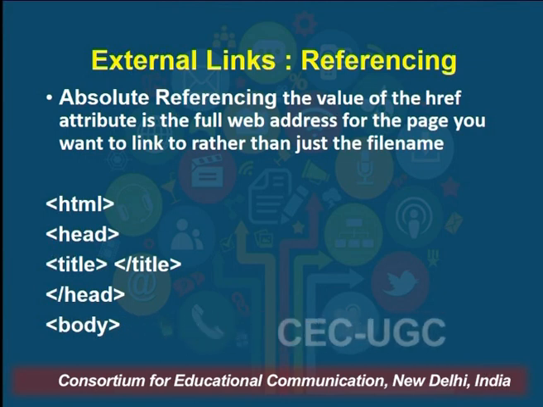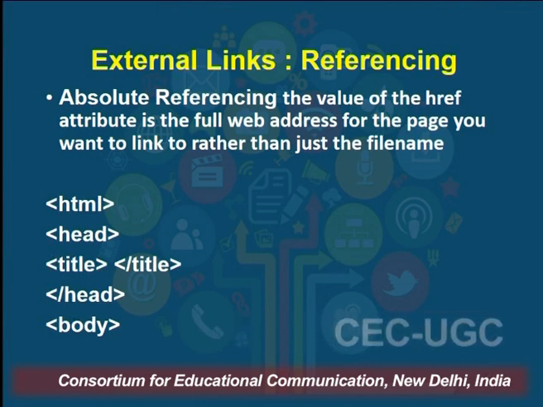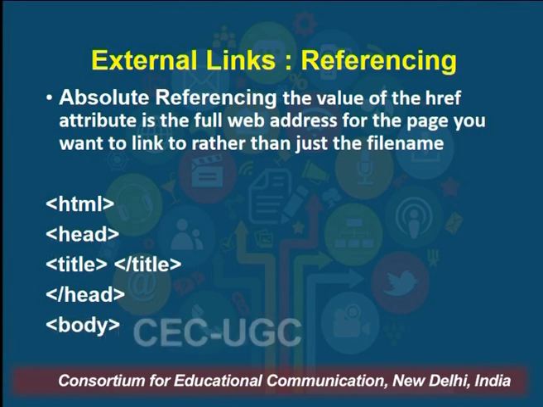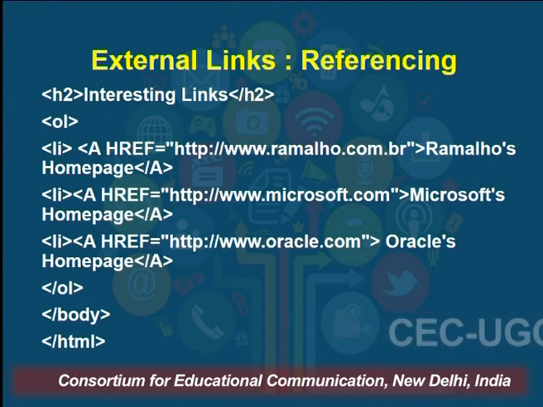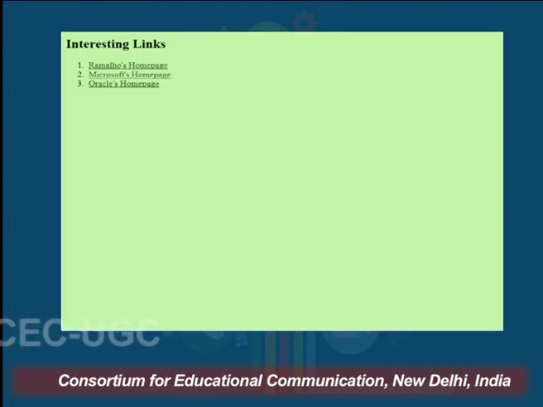You can also sometimes require absolute referencing, where for the value of the href attribute you need to give the full web address, because you just want to link one page to another page outside of your website. So in that case you need to give the complete address. Like in this case you are giving a href and then the full address of the page that you want to open. This type of linking where you are giving the complete address is known as absolute referencing. Where you are only giving the name of the file, it is known as relative referencing. Both absolute and relative referencing are part of external linking.